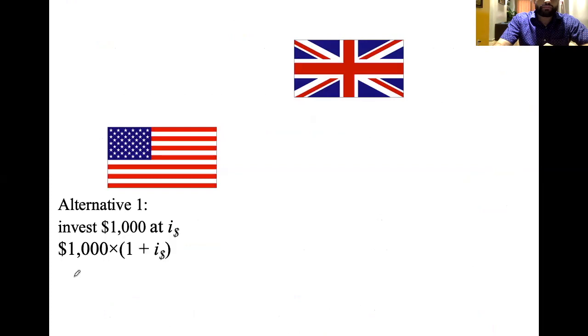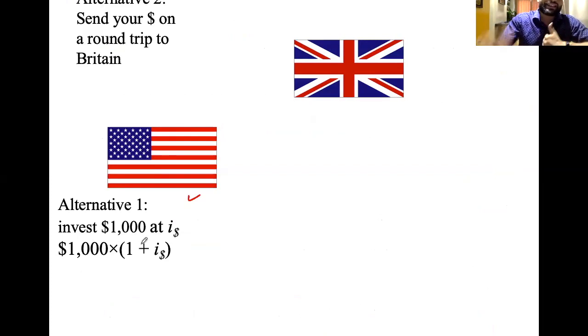Okay, so option 1, you invest $1,000 at the interest rate in the US. You're going to invest in the US. This is option 1, from the previous slides.